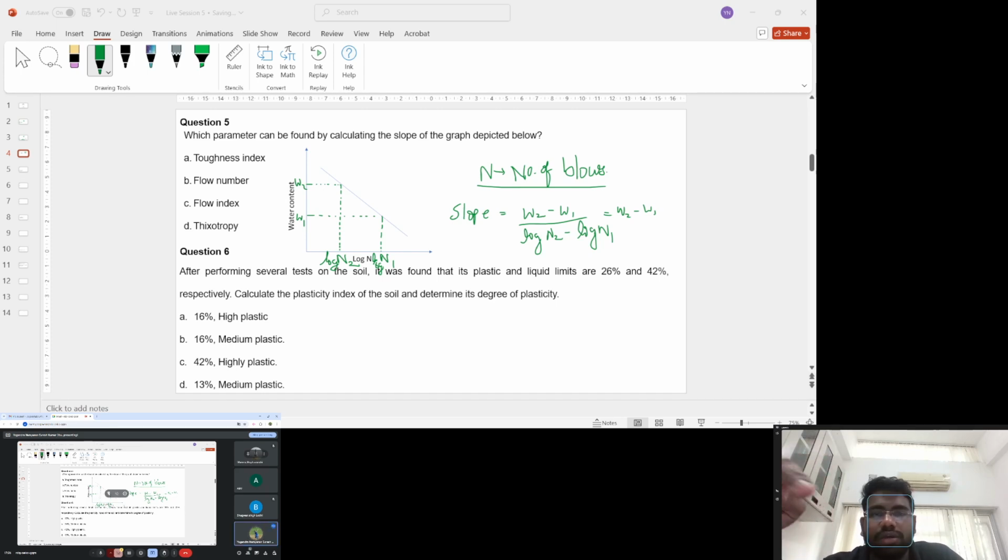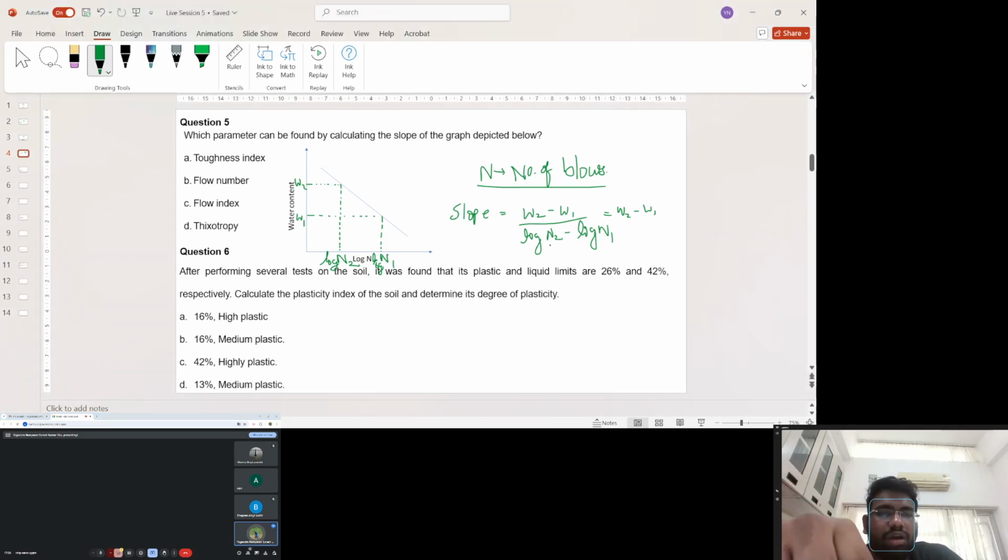No, that is because the slope is negative here. As per what you have written, it should be N1 minus N2, I think. Yes, that gives log of N1 by N2. So this will give you the slope, which is termed as flow index, IF.